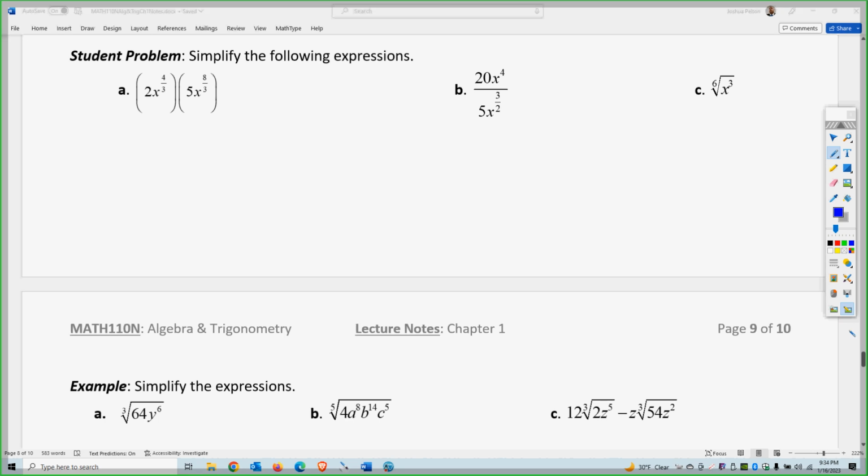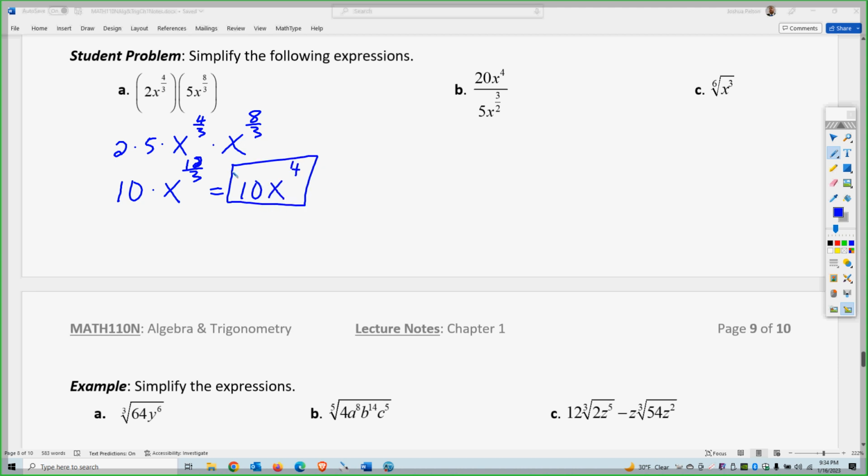Okay, so this is the product rule. This is 2 times 5 times x to the 4/3 times x to the 8/3. So 2 times 5 is 10. We have to add exponents in a product rule. So 8 and 4 is what, 12? But 12 divided by 3 is 4, so that's 10x to the 4th, right? When we divide those. Okay, so next one is a quotient rule.